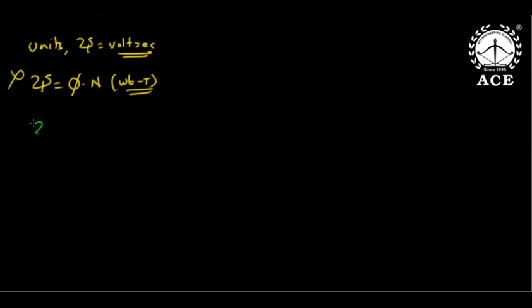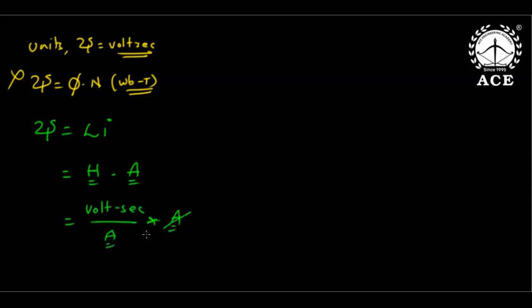But another formula is psi is Li. What is L? Inductance, Henry, and current in amperes. Another unit for inductance is volt second by ampere. Volt second by ampere into ampere, so ampere is gone and the unit is volt second. Because V is L di by dt, L is V into dt by di. So volt second by ampere into ampere is volt second. That is why the unit of flux linkage is volt second.